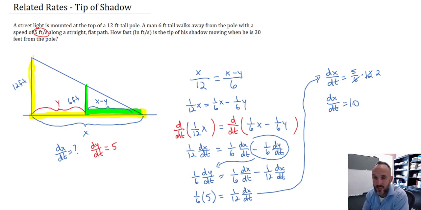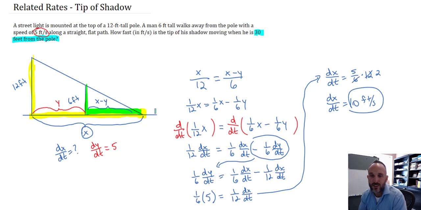A nice answer. dx/dt means that this x value, the distance measured from our stationary point to the tip of the shadow, is changing at 10 feet per second. So the shadow's tip is moving at 10 feet per second. Notice we didn't even need the 30 feet from the pole portion. That means that the speed of the tip of the shadow is not dependent on the location of the tip of the shadow from the pole. It's a constant 10 feet per second as long as the man is walking 5 feet per second.